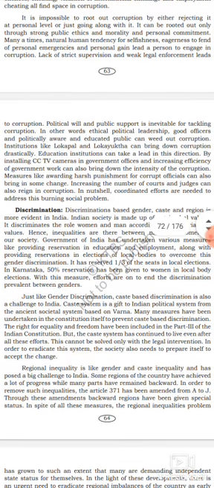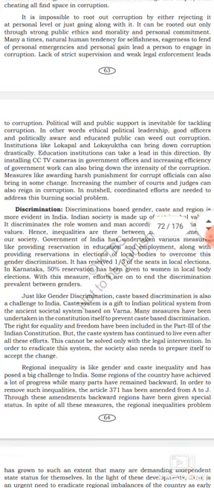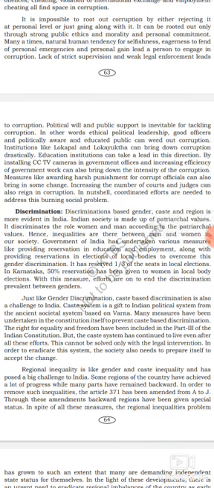Just like gender discrimination, caste-based discrimination is also a challenge to India. India is not facing only gender discrimination but also caste-based discrimination. It is a big challenge of India. Let's see now. The caste system is a gift to the Indian political system from the ancient social system based on Varna. You know, right? In ancient society they had 4 Varnas. You learnt in previous classes, in 8th and 9th standard. What are the 4 Varnas? Brahmins, Kshatriyas, Vaishyas, and Shudras.